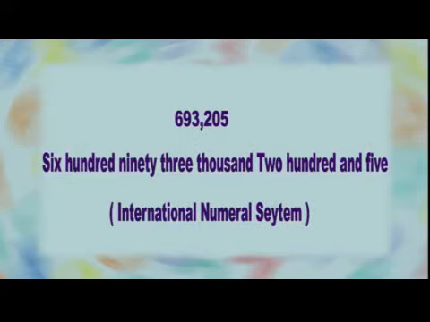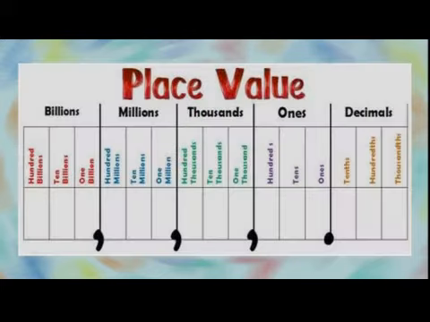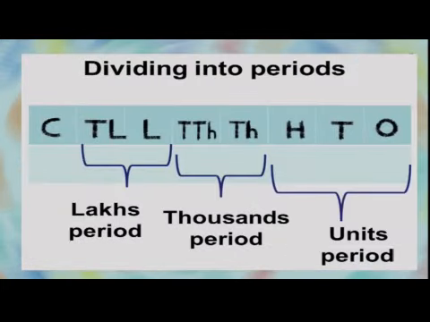Therefore, the above number can be read as 693,205. It is not 6 lakhs as in our Indian system, but 693,000. In the international system, the first 3 digits from the ones period, the second period of 3 digits represents thousands, the next 3 digits represent millions, and the fourth period represents billions and so on. In the Indian system, we have only 4 periods.